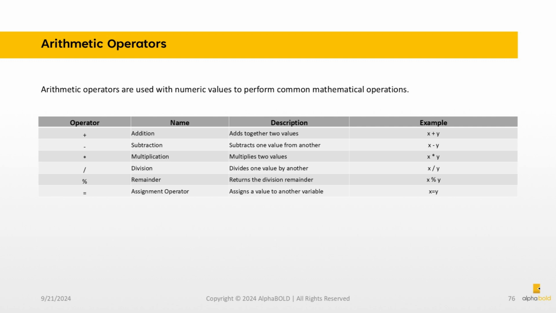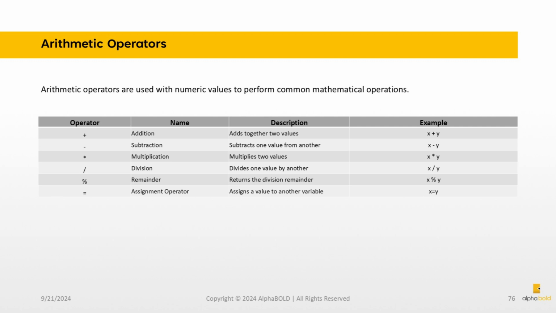Addition, plus, adds two values together. For example, x + y adds the values of variables x and y. Subtraction subtracts one value from another. For example, x - y subtracts the value of y from the value of x. Multiplication, asterisk, multiplies two values. For example, x * y multiplies the values of x and y.